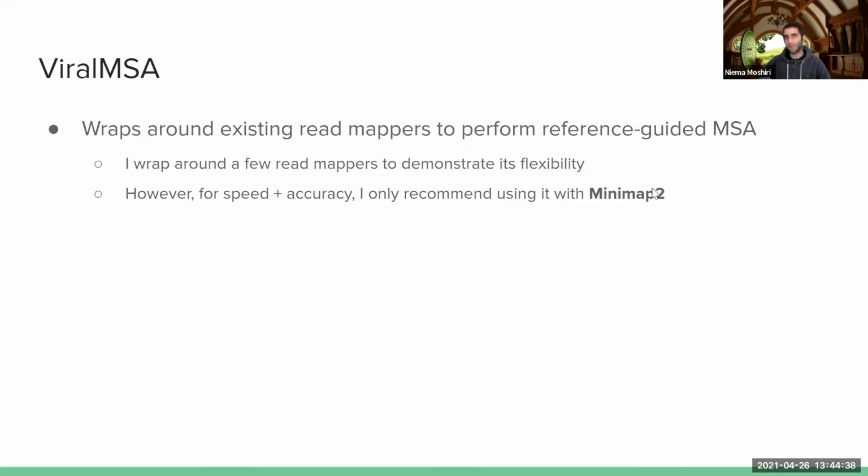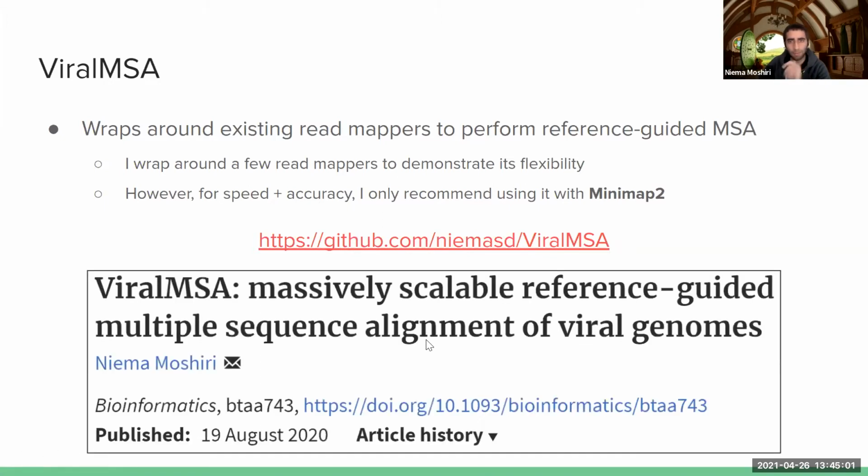So I implement a bunch of different tools, just to show that it's flexible, so that in the future, if Minimap2 is no longer the hottest tool, if something better comes out, I can just wrap around that instead. But for today's goals, just using Minimap2 is the best. You can find it on GitHub right here. I can pull up the GitHub repo later if you want. And I published it last summer.